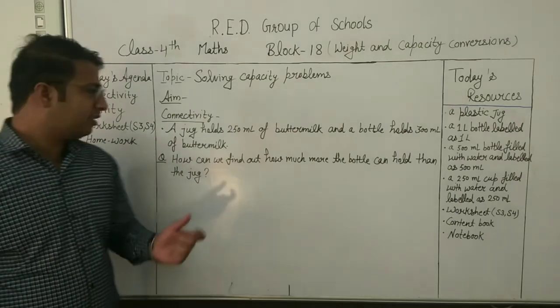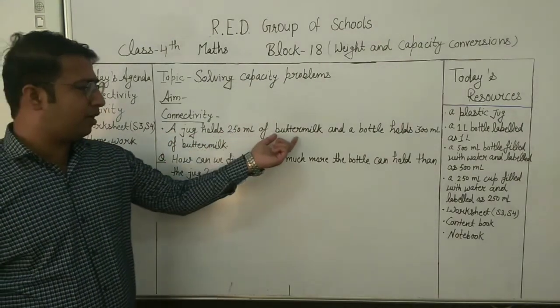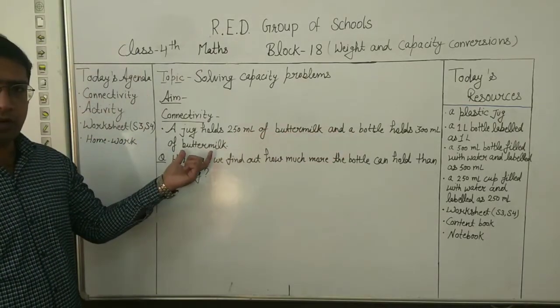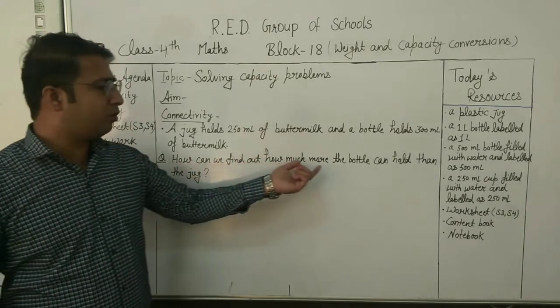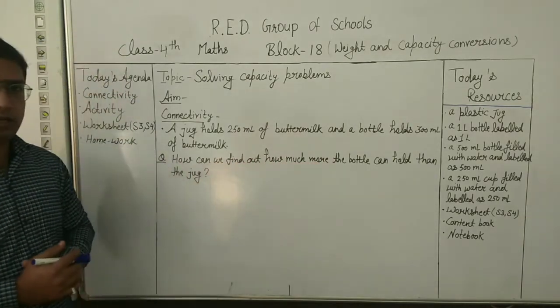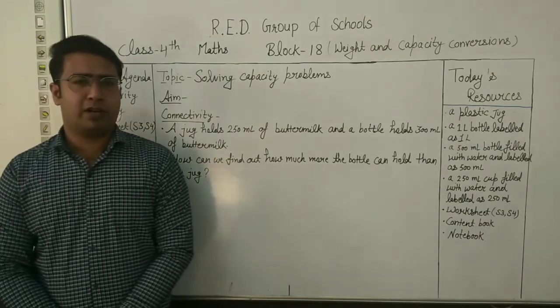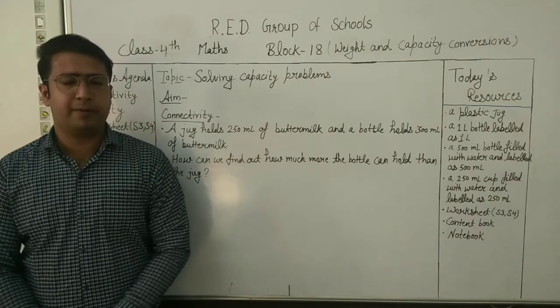First of all, it is given here that a jug holds 250 milliliter of buttermilk and a bottle holds 300 milliliter of buttermilk. So my question is, how can we find out how much more the bottle can hold than the jug? Just pause your video and discuss your answer with your parents. After that you can continue with the video for my answer.